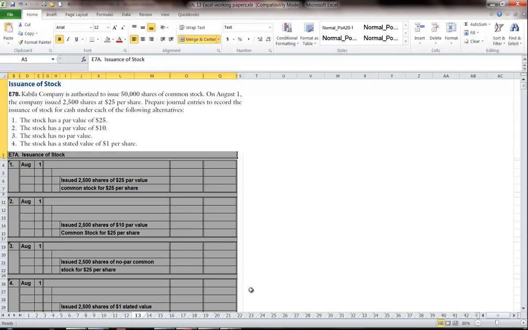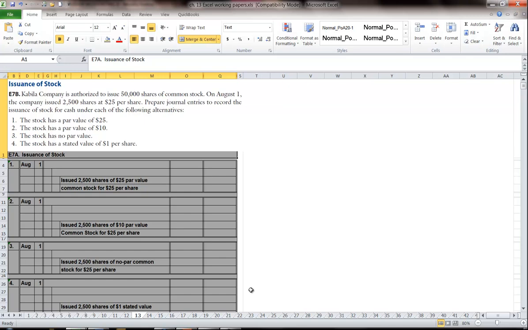In this example, we are looking at the issuance of stock under several different situations. We have a company that is authorized to issue 50,000 shares of common stock. That just means that's a total number of shares that they can issue or sell, but it doesn't mean that's how many they have issued or sold.